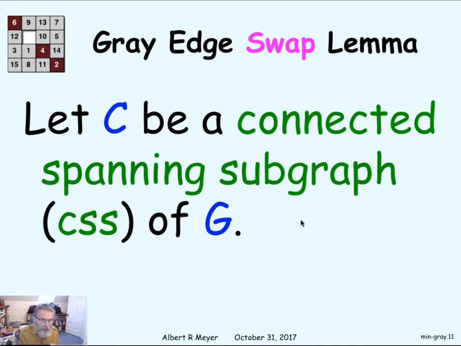Now, the crux of the theorem follows from an easy lemma, which I'm about to state, which I'm calling the swap lemma. And the swap lemma says that if you take any connected spanning subgraph of G, so remember, connected spanning subgraph means C contains every vertex of G, and C is connected. G itself is a connected spanning subgraph of G, but there may be lots of others. We expect the minimum weight spanning tree, or any spanning tree, is going to be a connected spanning subgraph, but I don't care if it's a tree or not. Just give me any connected spanning subgraph C.